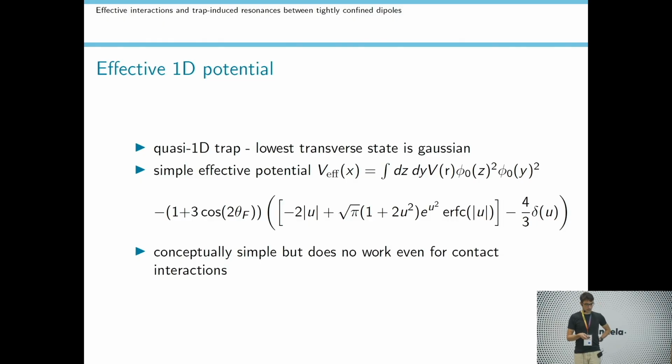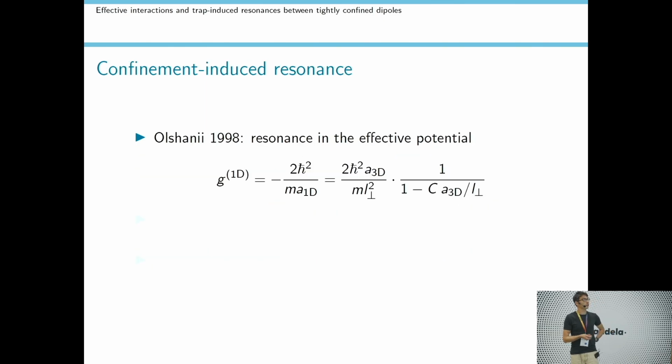So it's very simple. It has just one problem. It doesn't work. And this has been shown even for contact interactions in 1998 by Maxim Olshanii, that if you really solve a scattering problem in a harmonic quasi-1D confinement, you get an effective one-dimensional coupling which looks like the coefficient that you would get if you just integrate over the Gaussian, times a correction, which is not necessarily a small number. It can be infinity if this denominator is 0.